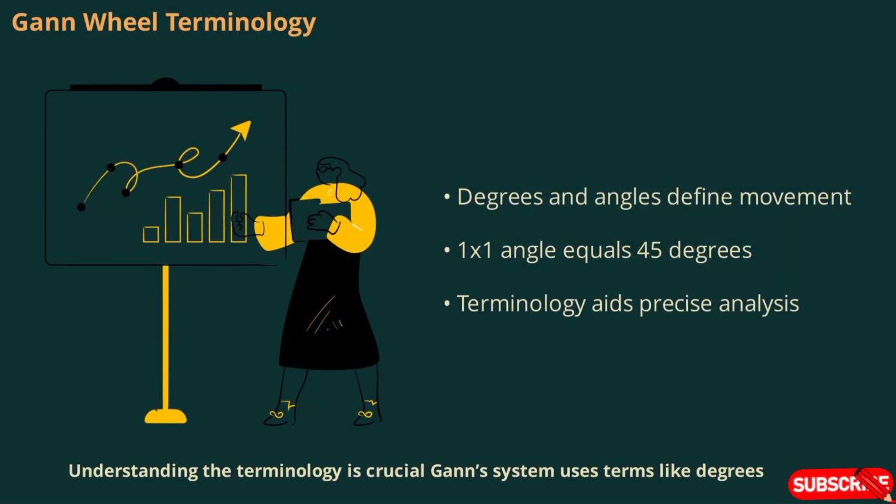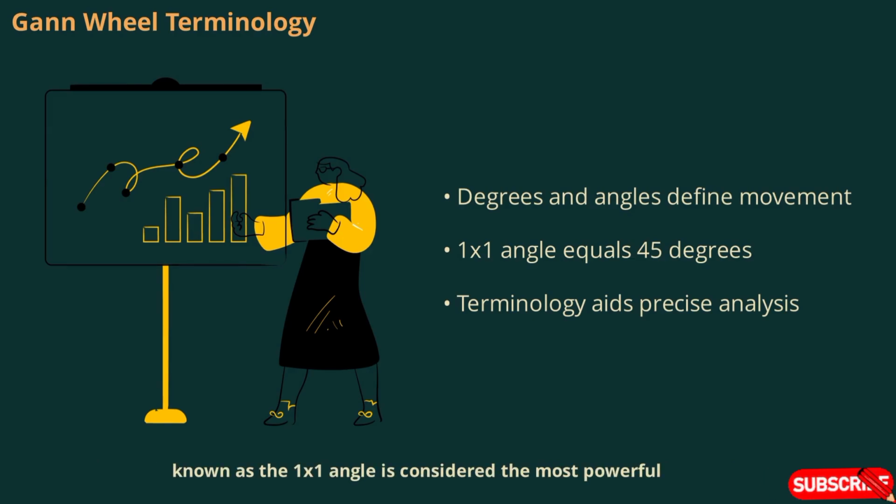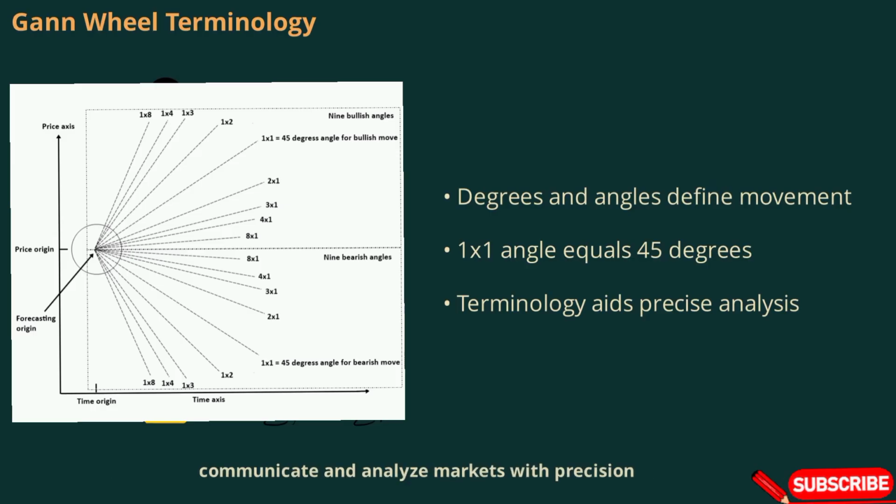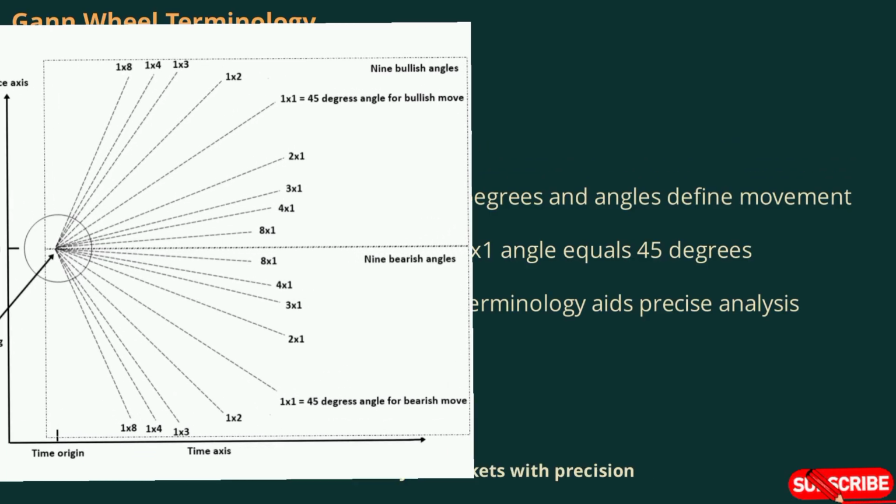Gann's system uses terms like degrees, angles, and rotations to describe price movements. For instance, a 45-degree angle known as the 1x1 angle is considered the most powerful, representing harmony between price and time. Gann believed that when price and time move together at this angle, the market is at its strongest. Mastering this language allows traders to communicate and analyze markets with precision.